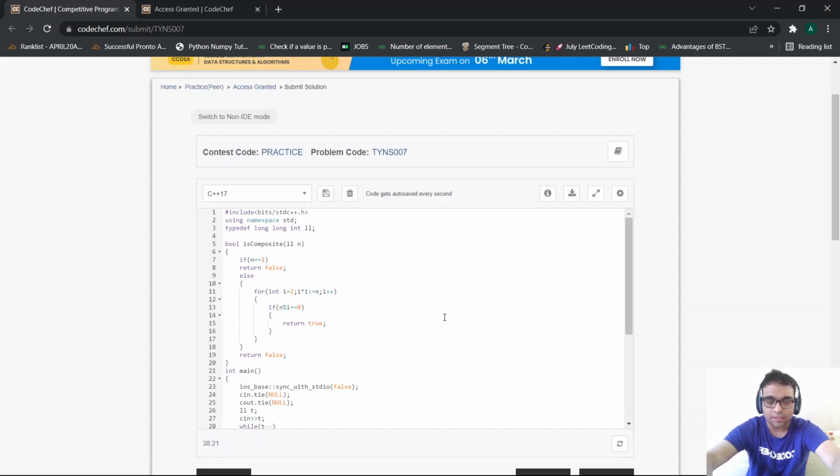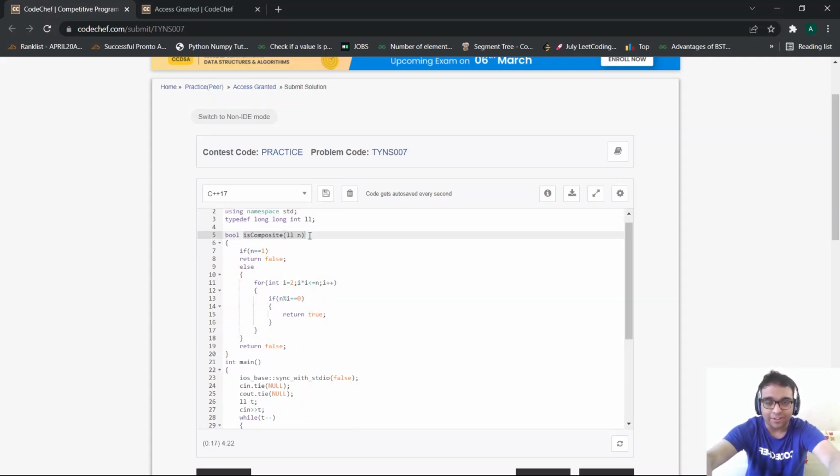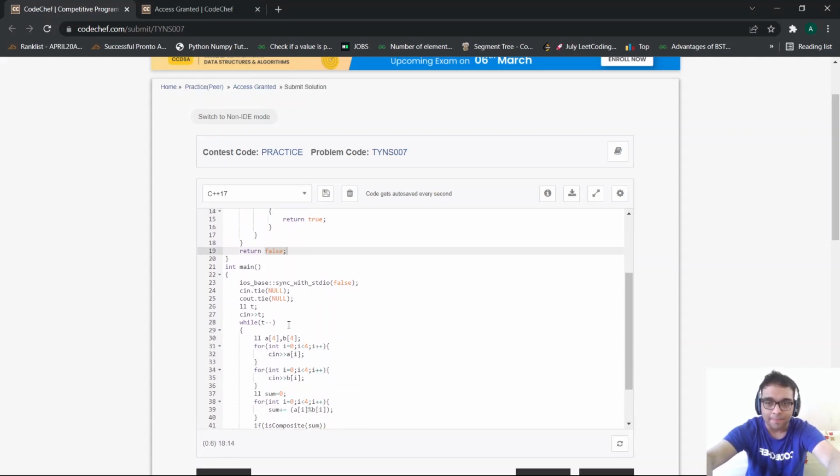Okay, now let us try to understand the code for the following problem. Here I included all my necessary header files. Then my boolean function isComposite checks whether the number is composite or prime, using a simple square root traversal from number theory. If any divisor of that number exists, then that number is composite, otherwise it's prime. So we return true if the number is composite, otherwise we return false if it's prime, right?